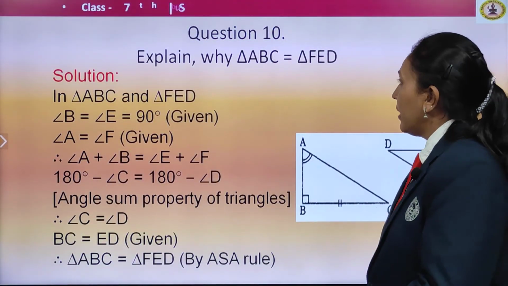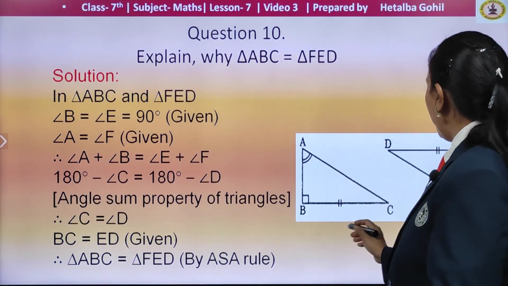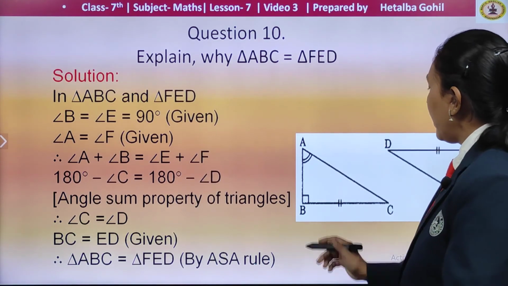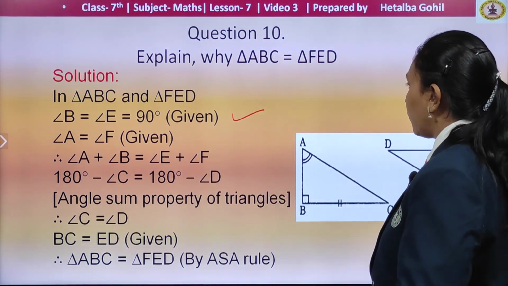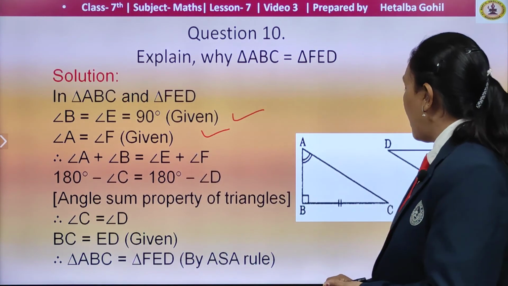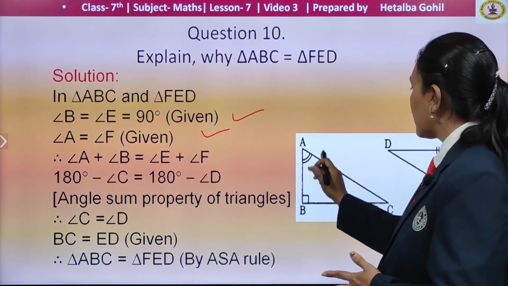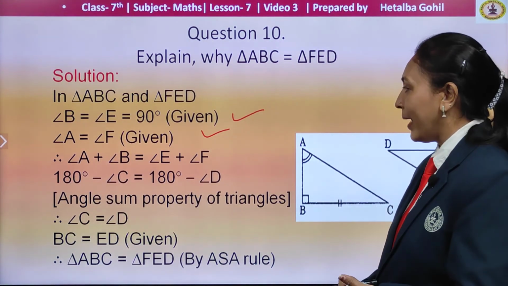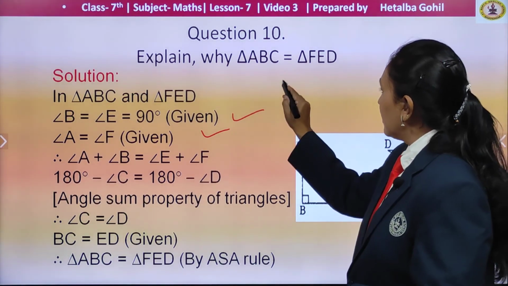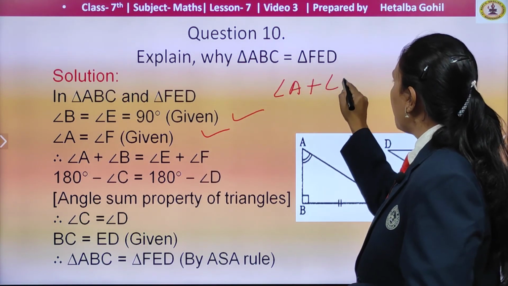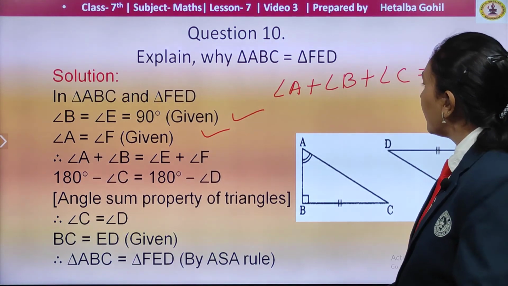Question number 10. Explain why triangle ABC is congruent to triangle FED. The given triangles ABC and DEF, children, are given to us, wherein angle B and angle E are given to us as 90 degrees. Angle A is equal to angle F, that is already given to us. Now, in the given triangle, we have learned about the angle sum property of the triangle, that is the sum of the three angles of a triangle is 180 degrees, children. Okay. So, suppose you take angle A plus angle B plus angle C equal to 180 degrees.